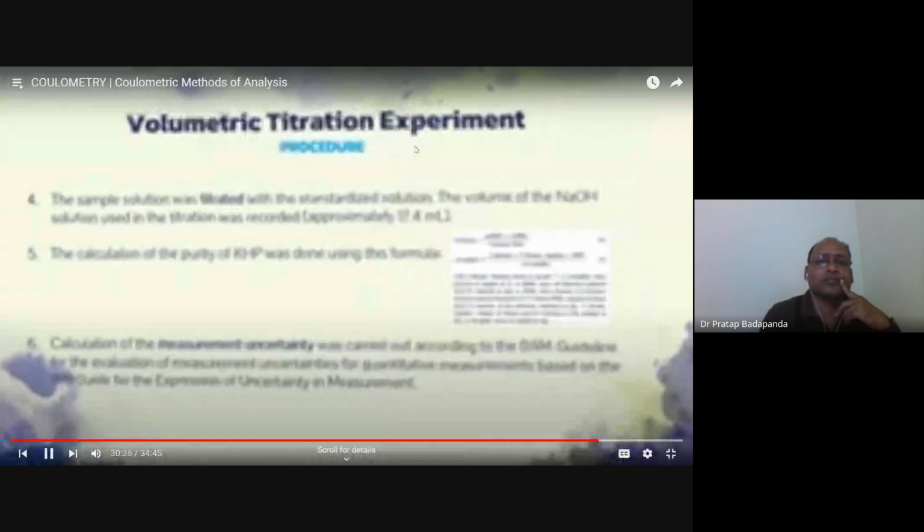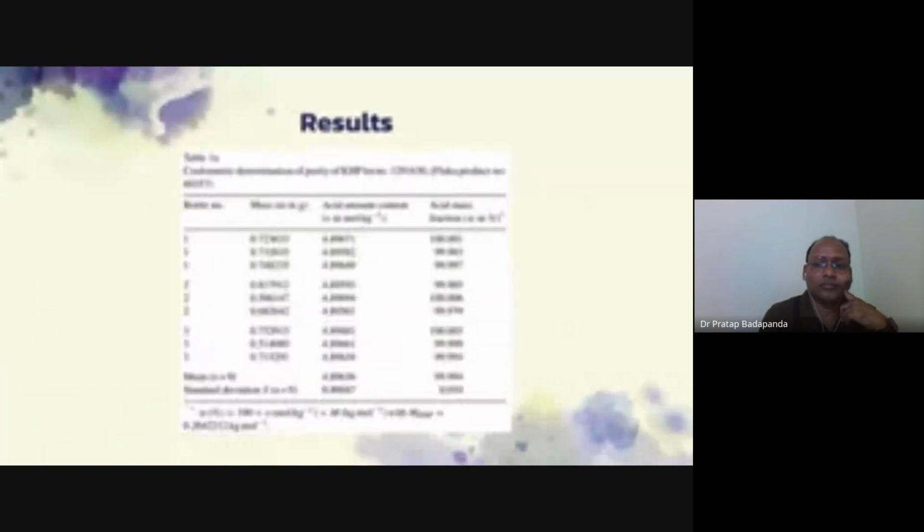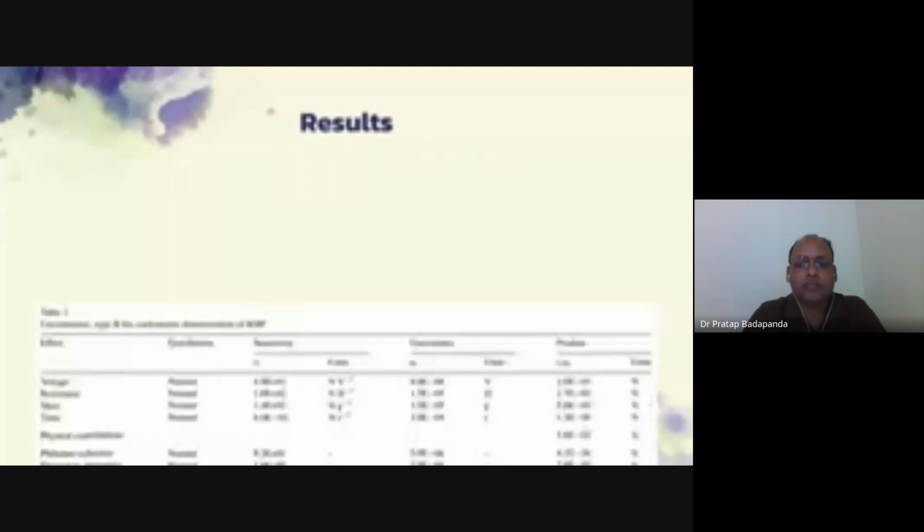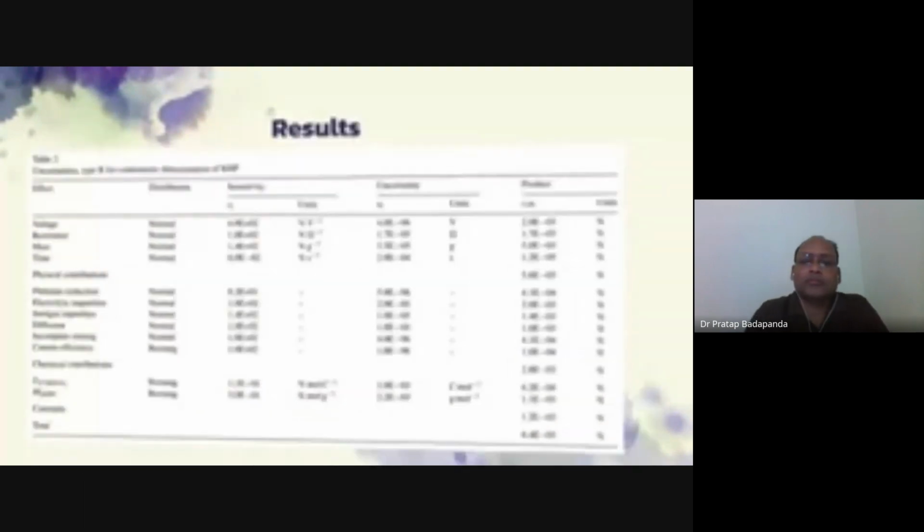Now we go to the results. Table 1a shows the results of the 9 coulometric determinations of 3 different bottles of the investigated KHP batch, and the mean, as well as the standard deviation of the mean. Calculation of the uncertainty for the coulometric determination is shown in Table 2. The results of the volumetric determination are given in Table 3.